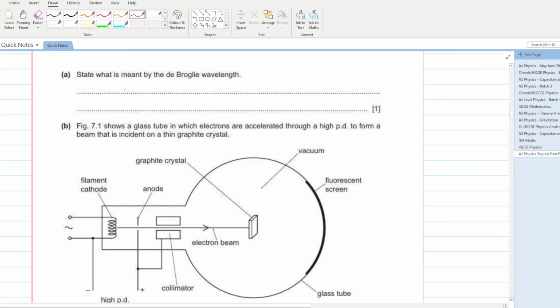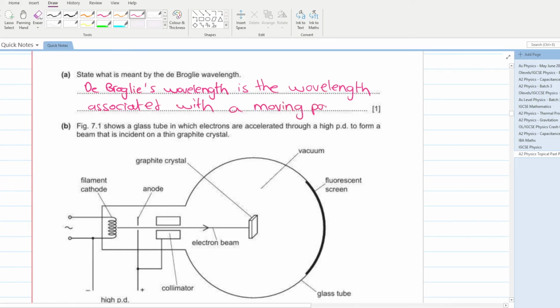State what is meant by de Broglie's wavelength. So de Broglie's wavelength is the wavelength associated with a moving particle. Simple as that. Let's further move ahead.